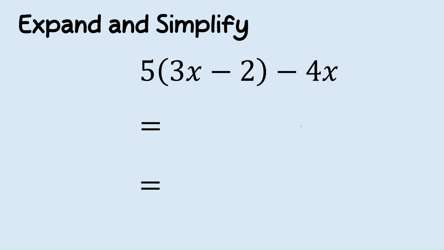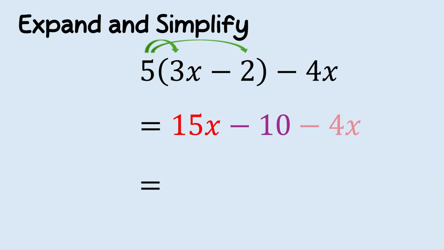Now we're asked to expand and simplify 5(3x - 2) - 4x. To expand this bracket, we do 5 times 3x, which is 15x. We then do 5 times negative 2, which is negative 10. We also have a negative 4x on the end that's not inside the bracket, so that just stays as negative 4x.